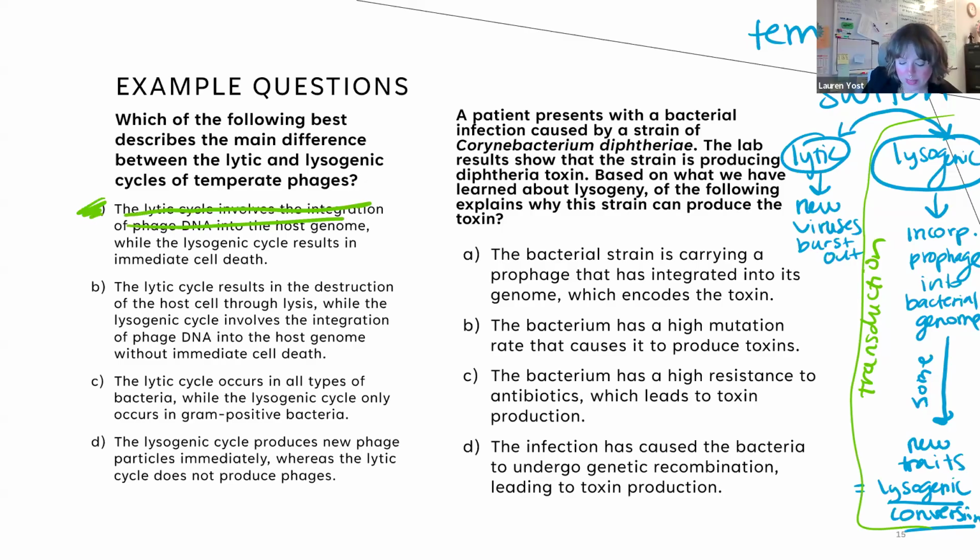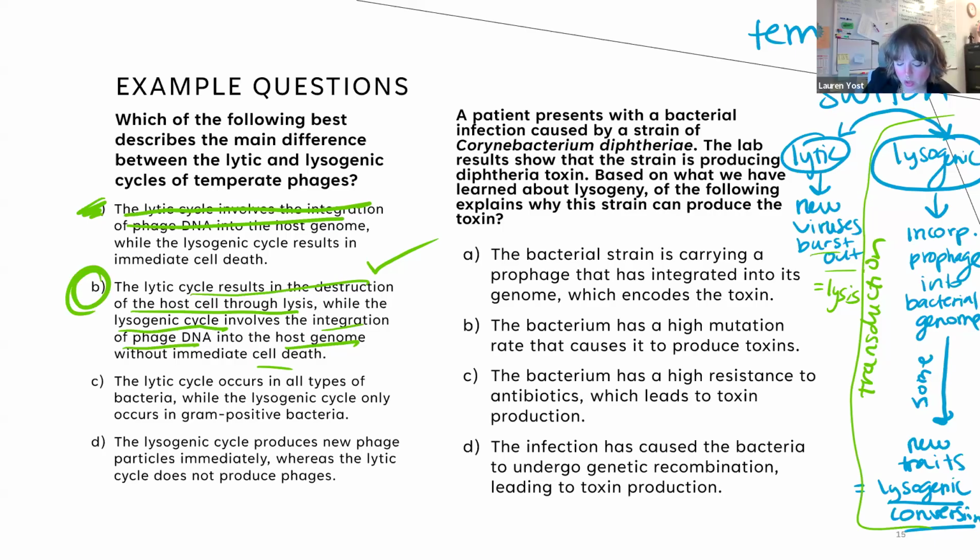Question B, the lytic cycle results in destruction of the host cell through lysis. Now, I said new viruses burst out. Bursting out is called lysis. So this part is correct. While the lysogenic cycle involves the integration of the phage DNA into the host cell genome without killing the cell right away. Lysis obviously would kill the cell. Again, this is bacterial. It always happens with bursting out of the cell and killing the cell. This seems like it's right.